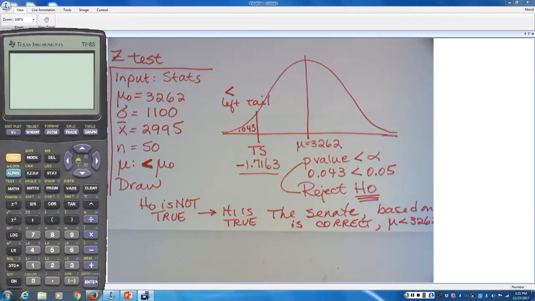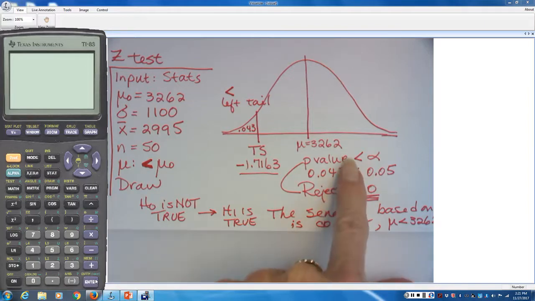So you make a determination. What is the question? It says the Senate, based on, I just put blah, blah, blah, because based on the evidence from the sample, is correct. The mean is less than 3262. Their claim is correct. Okay? And that's because P is less than alpha.